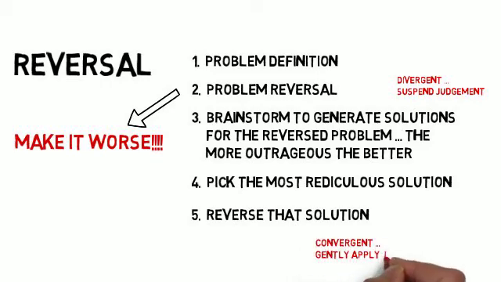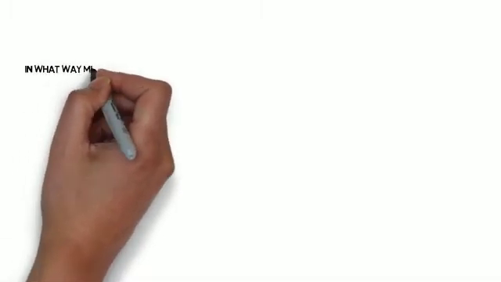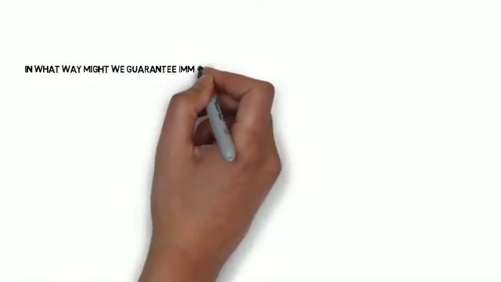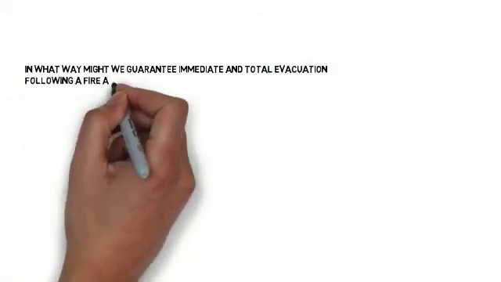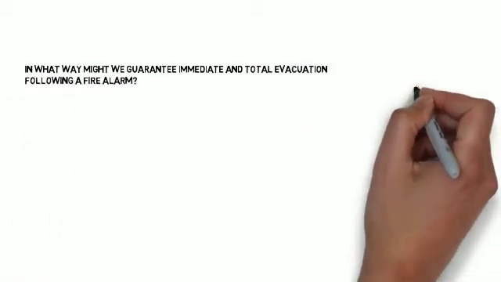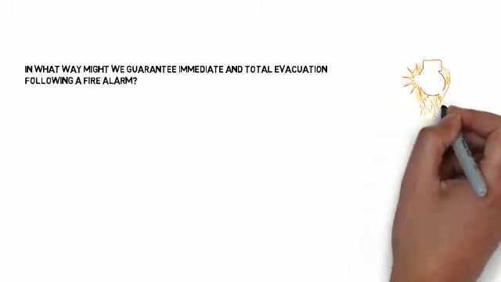And that double reversal process is the elegance, if you like, that effectively it means that you're coming back at the original problem from a completely different perspective, and hopefully will stimulate novel and useful ideas on the back of that. The problem that we were addressing was brought to us by the health and safety manager, and an issue that I think will be echoed by a number of organisations. It was, in what way might we guarantee immediate and total evacuation following a fire alarm?